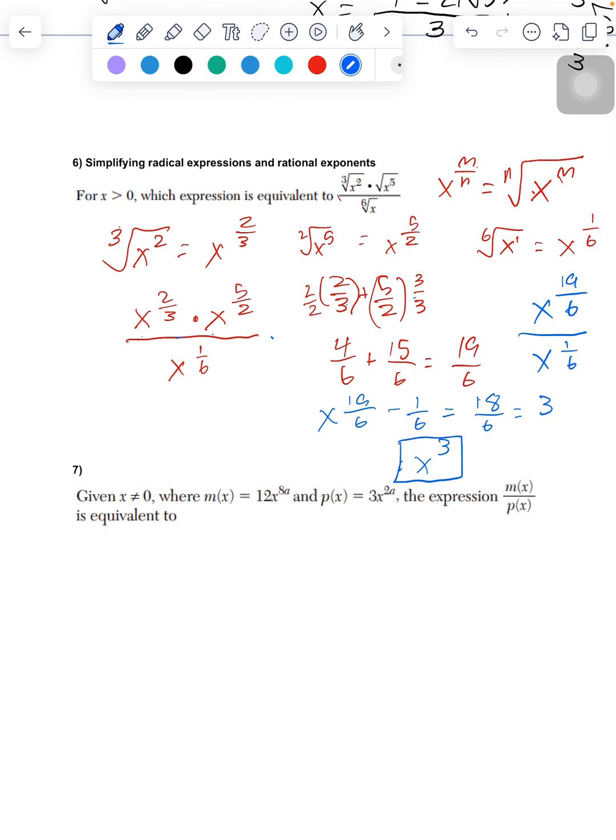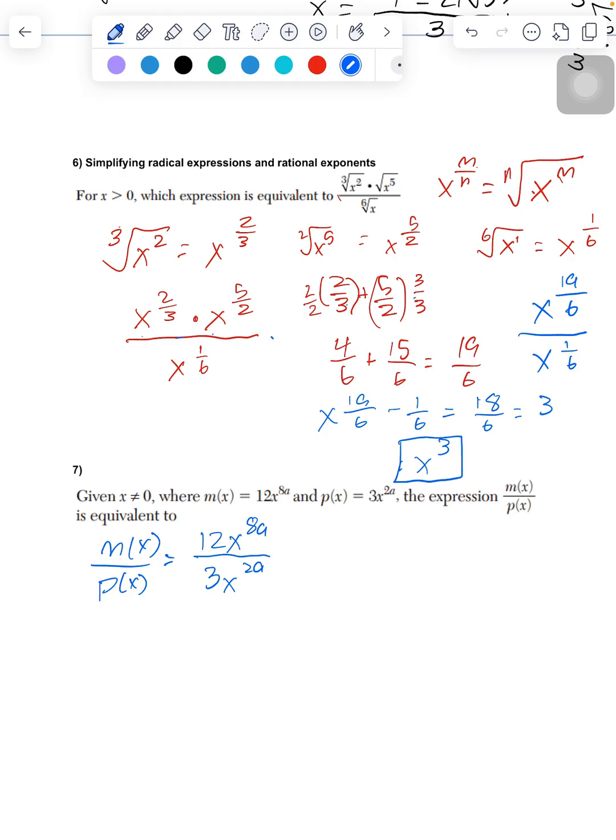All right, next problem, same thing. So I have m of x and p of x. M of x equals 12x^8a, and p of x equals 3x^2a. So this expression is equivalent to what? All right, so let's do it. It's going to be m of x over p of x. So m of x over p of x is just going to be 12x^8a over 3x^2a.